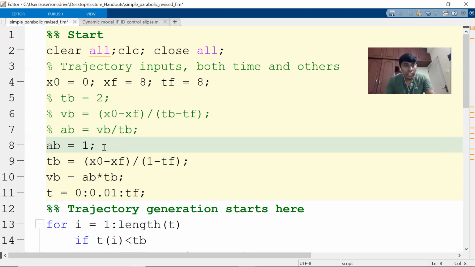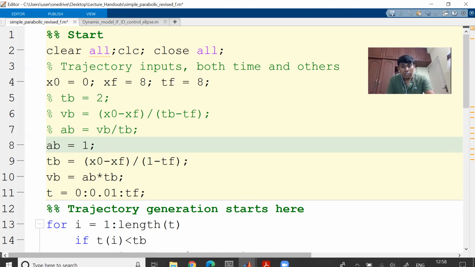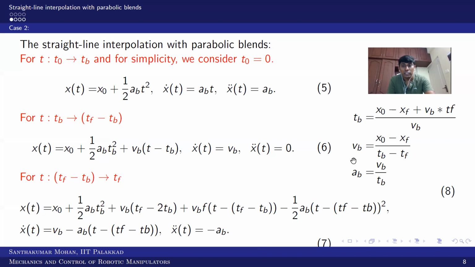So I'll try to show. In this case, it eventually has 1 as the variable. So otherwise what we can try to show, so now we assume that VB is AB into TB. So in this case, you substitute here. Okay. So TB is there, and you substitute AB into TB. So then what happened? AB TB squared minus AB TB TF, and equal to X naught minus XF, right? So that is the equation which we can solve.